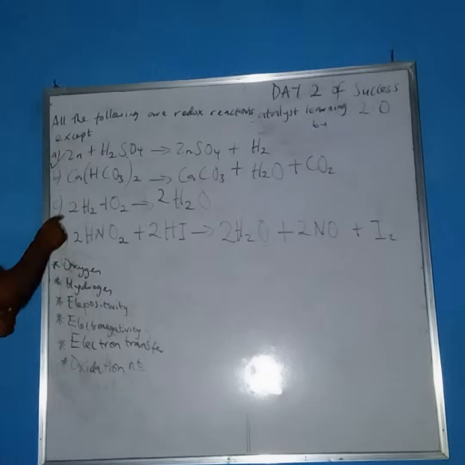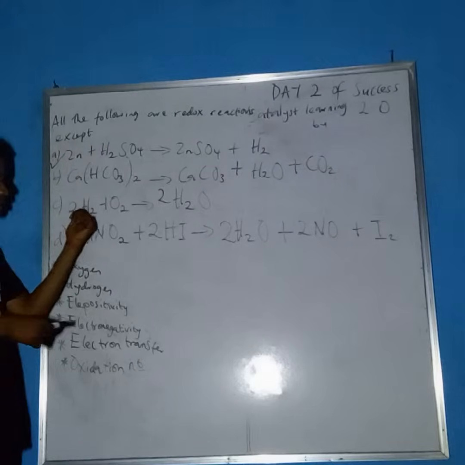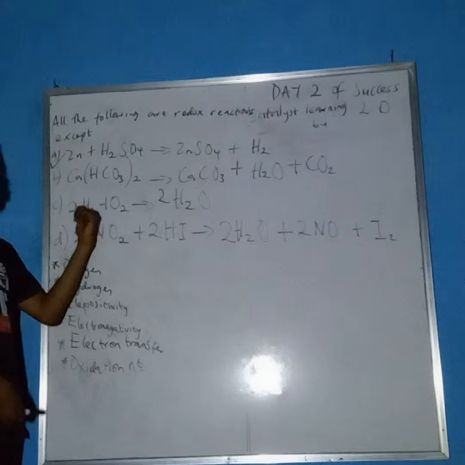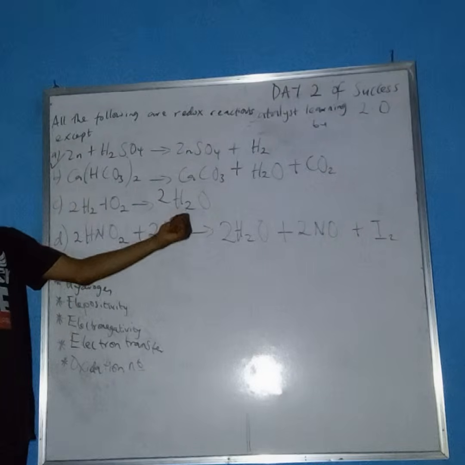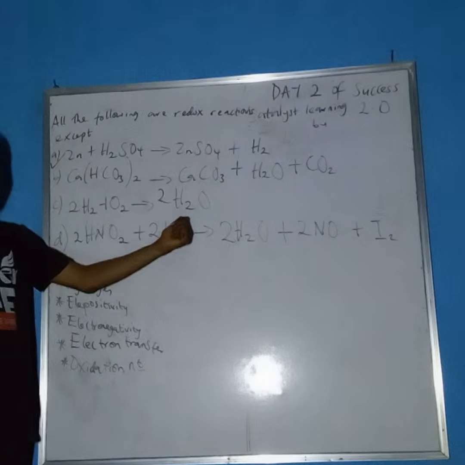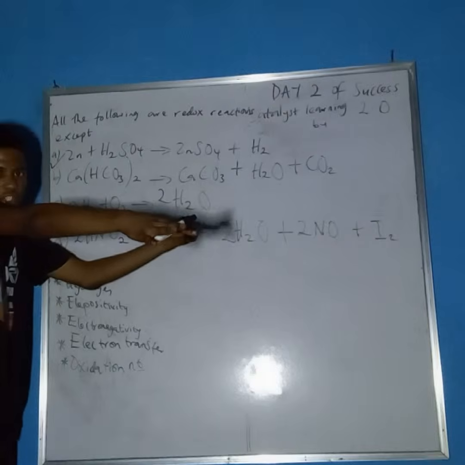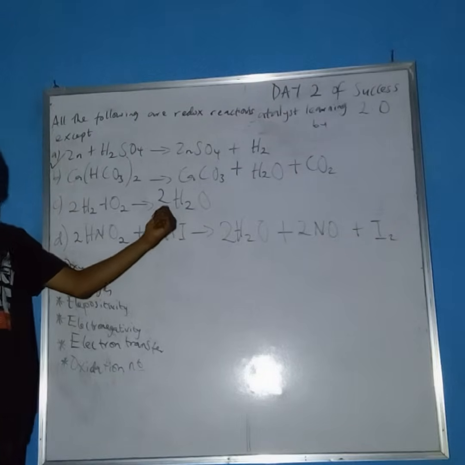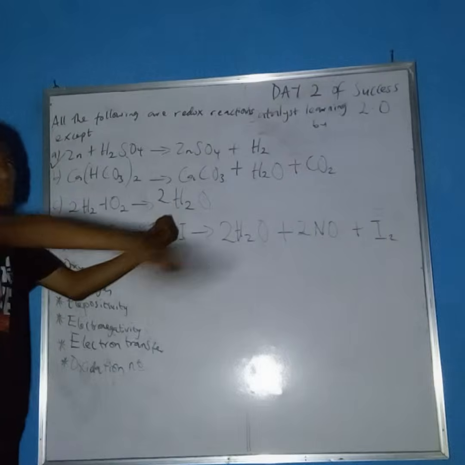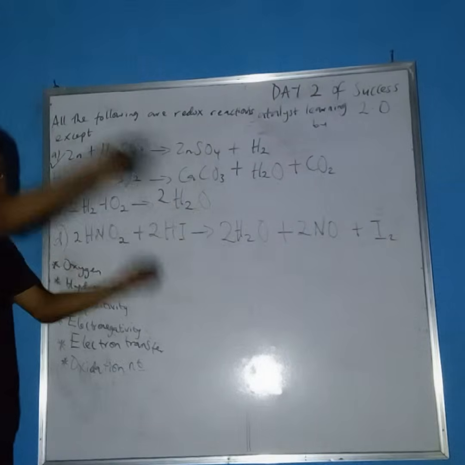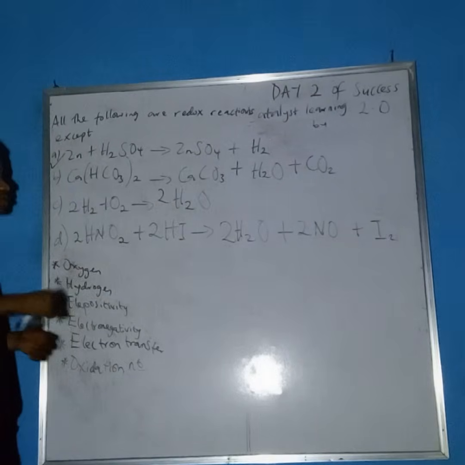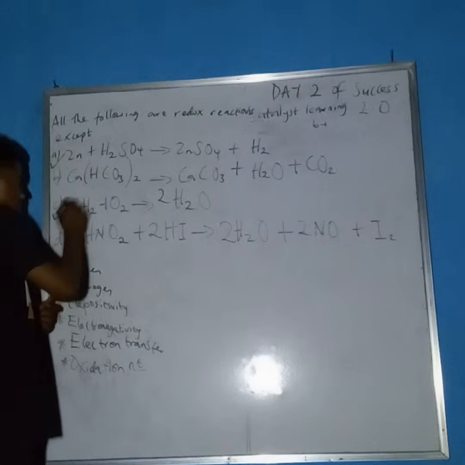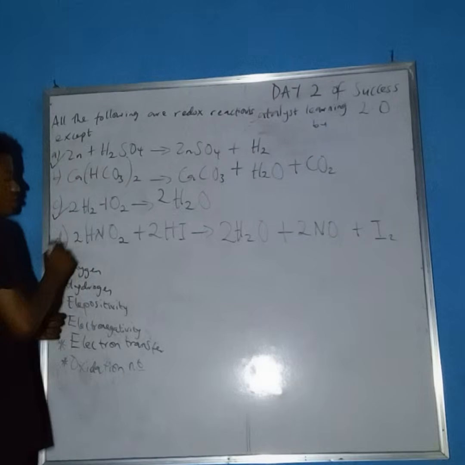Tick. Now option C, you see that hydrogen was on its own, but when it formed water, it lost an electron. Hydrogen undergoes what? Reduction. Sorry, hydrogen undergoes oxidation, loss of electron. You understand? So because of that, this is a redox reaction too. All right, so this is a redox reaction.